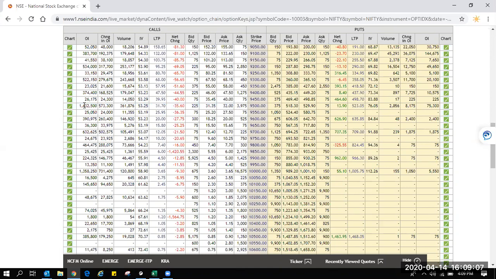Please note that these are mostly writing, not buying. There is a different way to understand what is buying and what is selling. But in the index, retail usually doesn't have the capacity to sell those options in a big way. So this is mostly writing by FIIs or the pros, proprietary clients and all. So 9,500. Here you can see, just hold on.